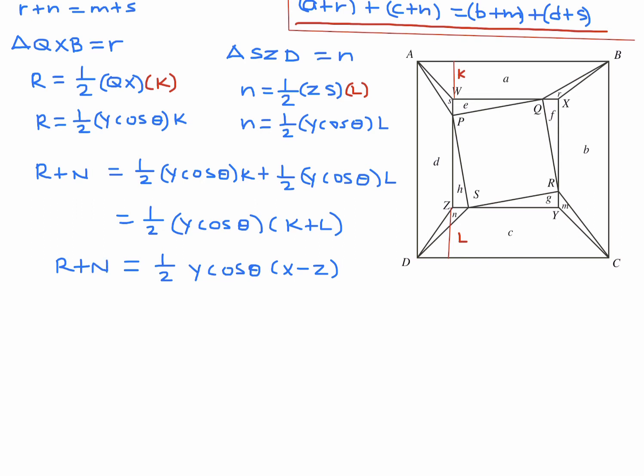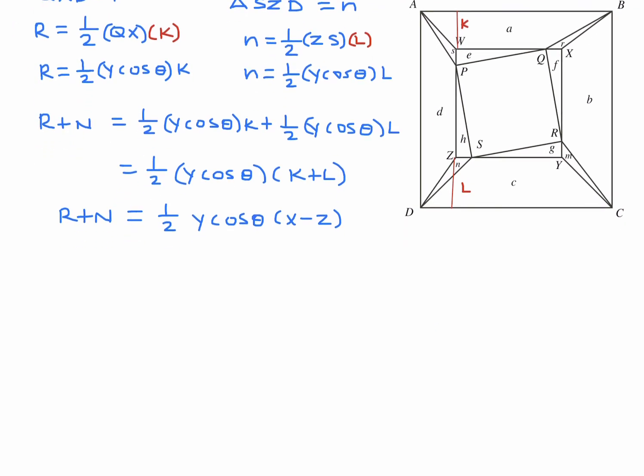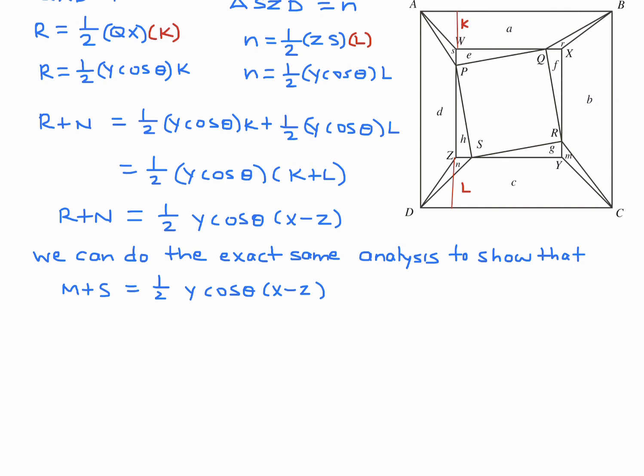Okay, so we can do the exact same thing on m and s, identical. We can draw heights, and we can do the same comparison and have the same thing. So I'll just write that in. We can do the exact same analysis to show that m plus s is also equal to 1/2 y cos theta (x minus z). So since that and that have the same value, we conclude that r plus n is equal to m plus s. And there is our next finding.